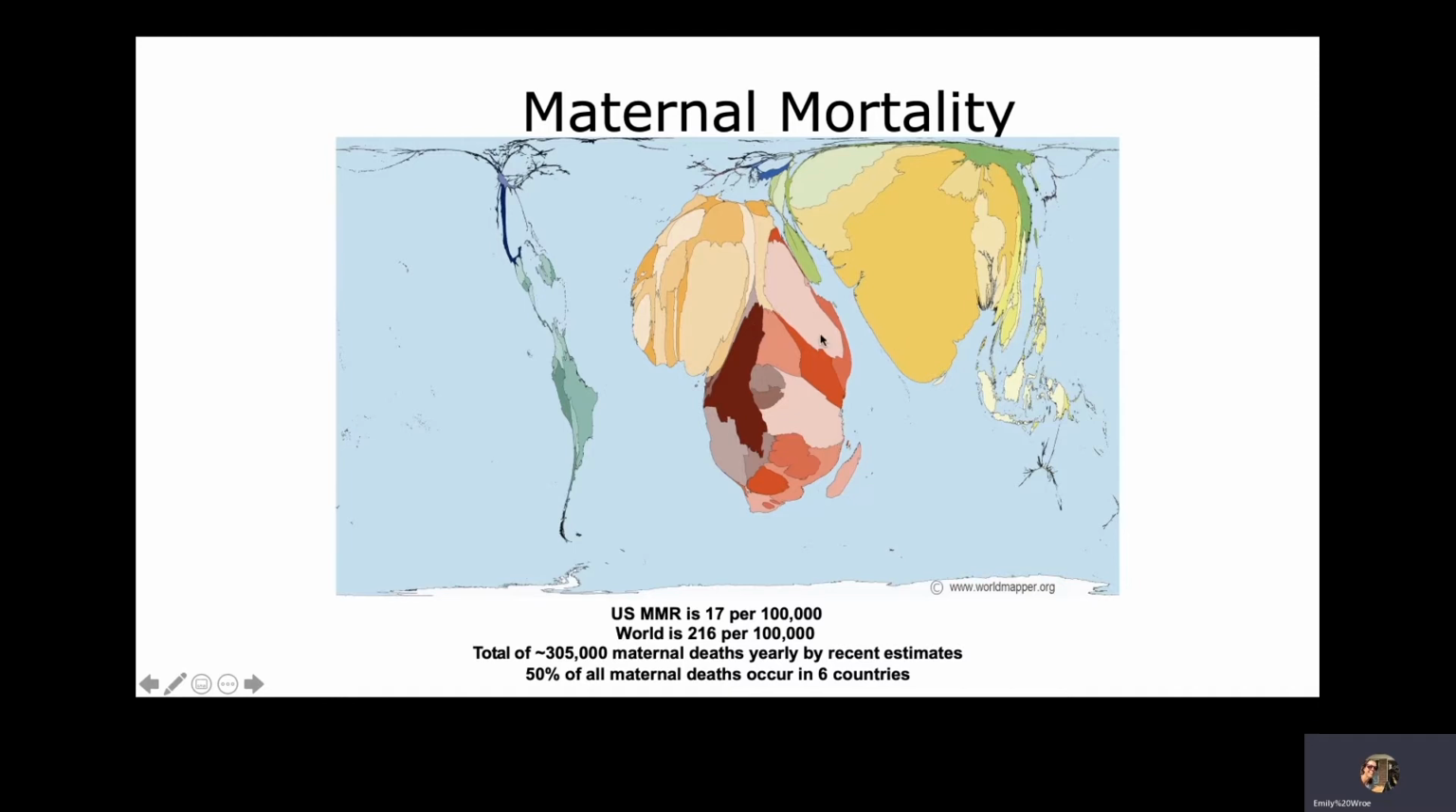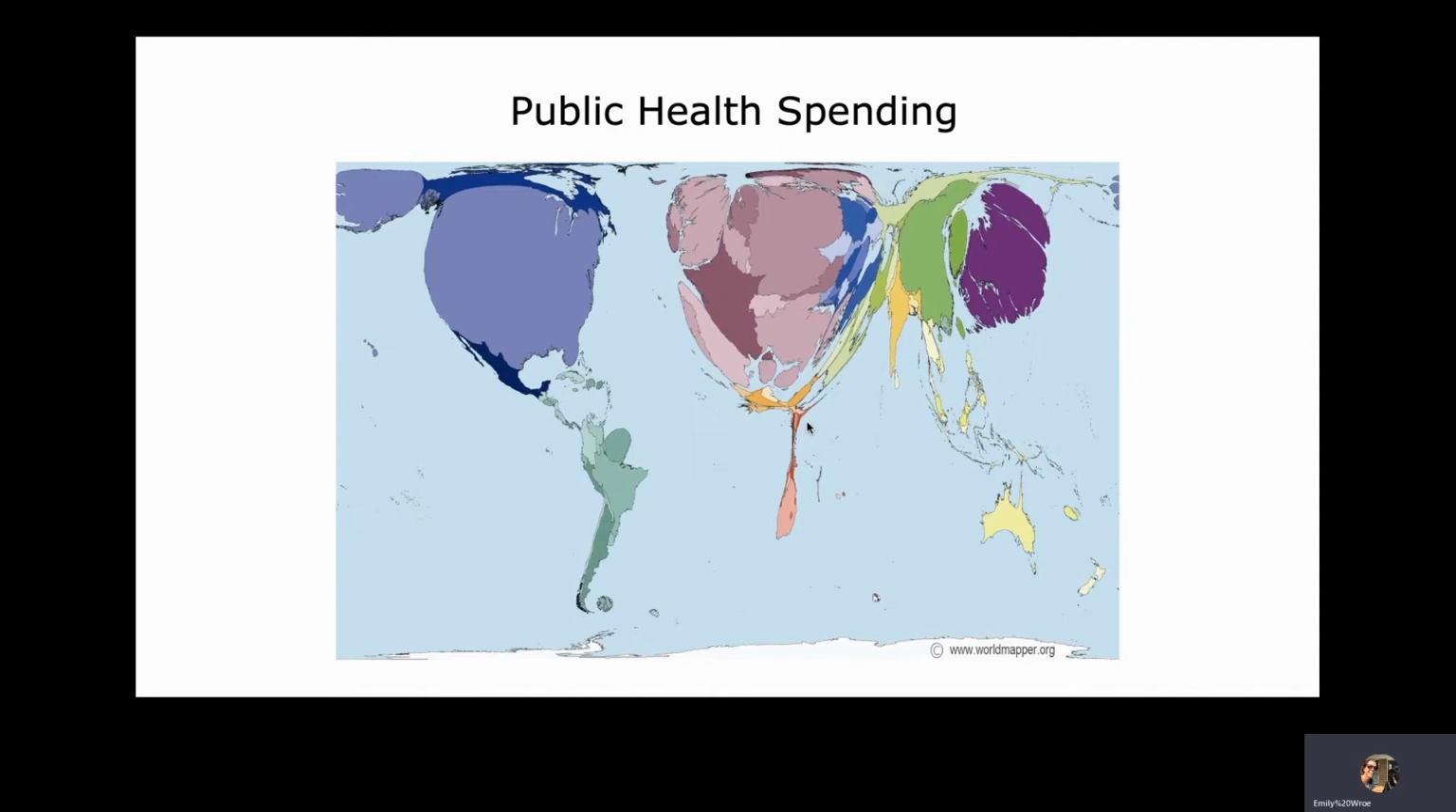And this is also not going to be a surprise to people, that this is a massive impact in Southern Asia and in Sub-Saharan Africa for maternal mortality. And then if we look at that and then we look at health spending, it's almost the opposite, right?